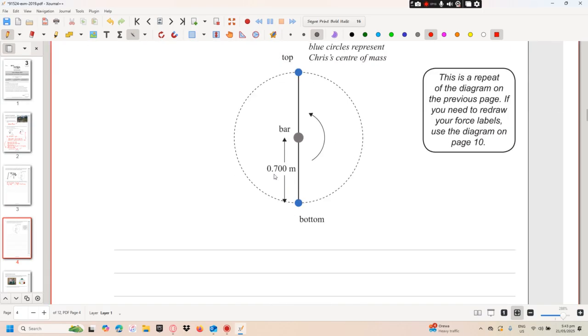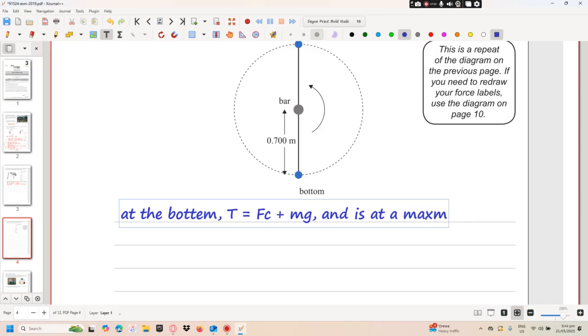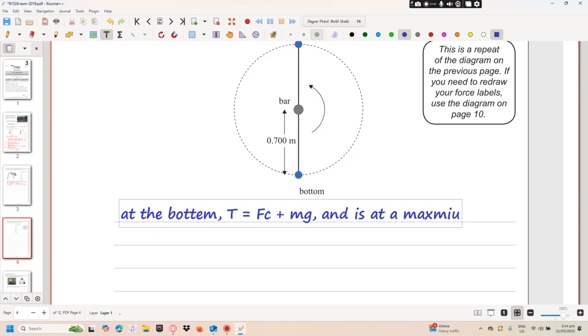Okay, the top and bottom. I'm going to do this in writing. At the bottom, tension equals Fc plus mg and is at maximum as the inertia of the ball is pulling. Oh, that doesn't make any sense. Okay, is that a maximum?